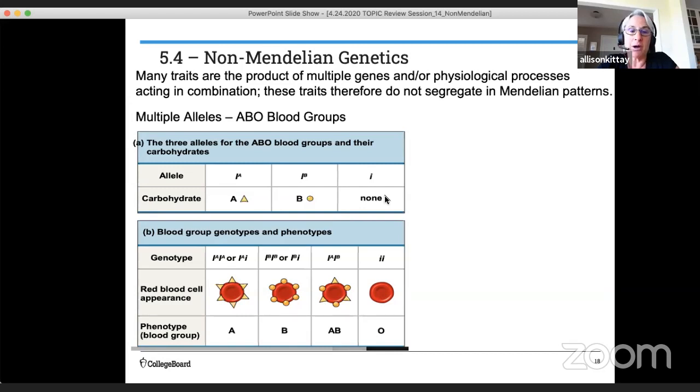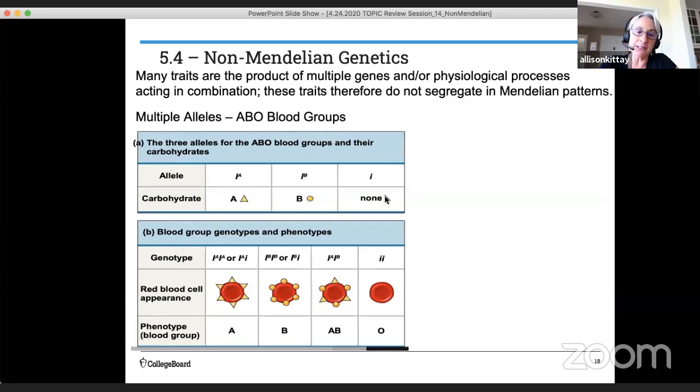So what's really going on when we talk about these blood types is that on the surface of your red blood cell, you have a gene that will code for a carbohydrate marker. If you have IA, you are going to have the carbohydrate A on the surface of your red blood cell. If you have the gene IB, you're going to have the carbohydrate B on the surface of your blood cell. If you have both of them, IA and IB, then you'll have a new phenotype, AB, where both of those carbohydrates are expressed equally. And if you're recessive, you don't have either of those carbohydrates. So it's a lack of carbohydrates.